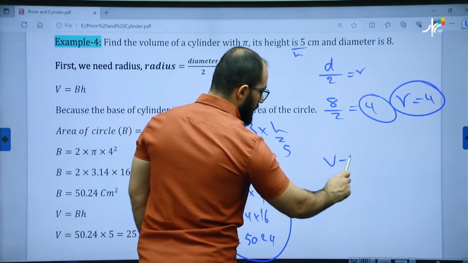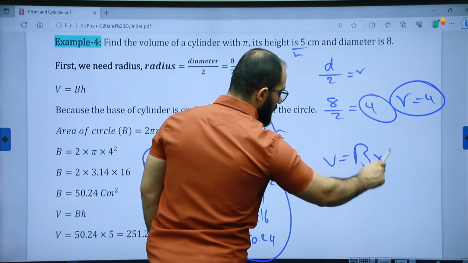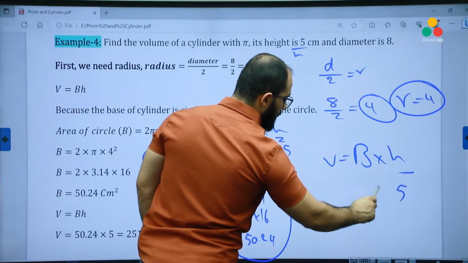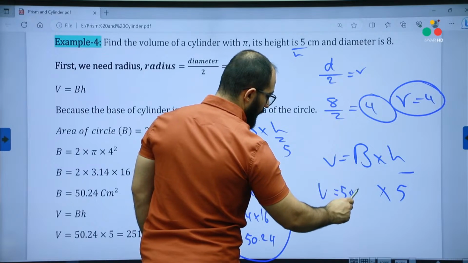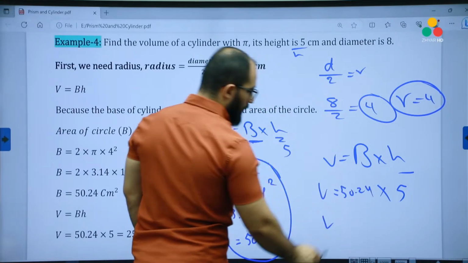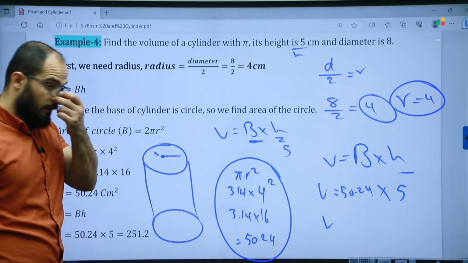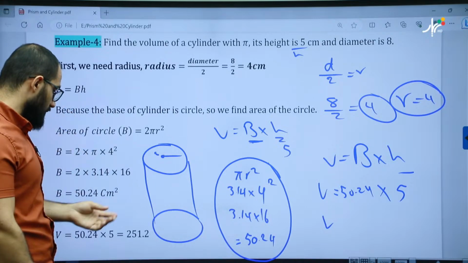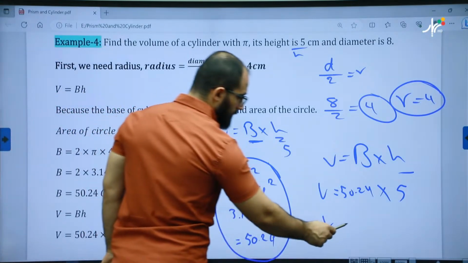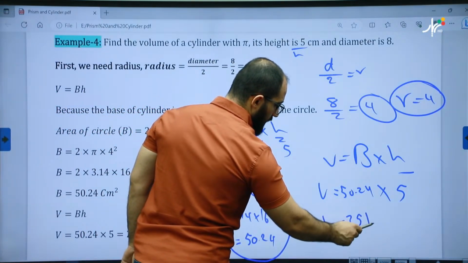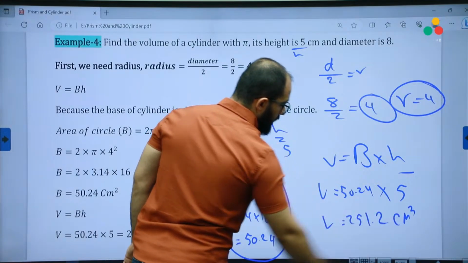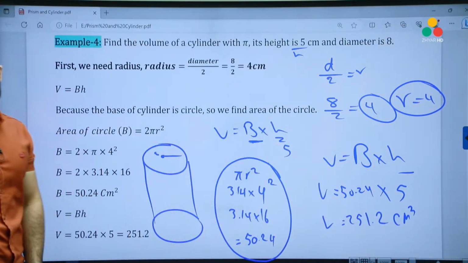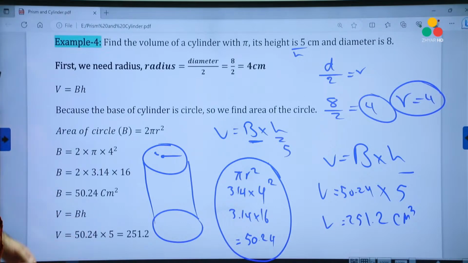V is equal to B times H. H was 5, B was 50.24. So 50.24 times 5 is going to be 251.2 centimeters cubed. Okay, this is the solution of the example.